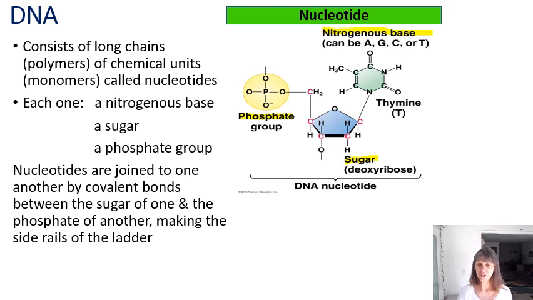There are 4 nitrogenous bases associated with deoxyribonucleic acid, or DNA, including adenine, guanine, cytosine, and thymine. Nucleotides are joined to one another by way of covalent bonds between the sugar of one nucleotide and the phosphate group of another, that make what appears to be the side rails of a ladder.